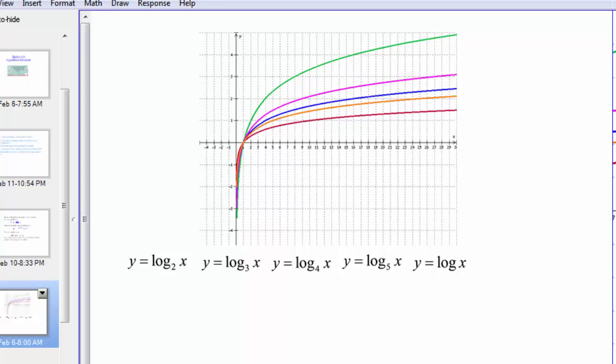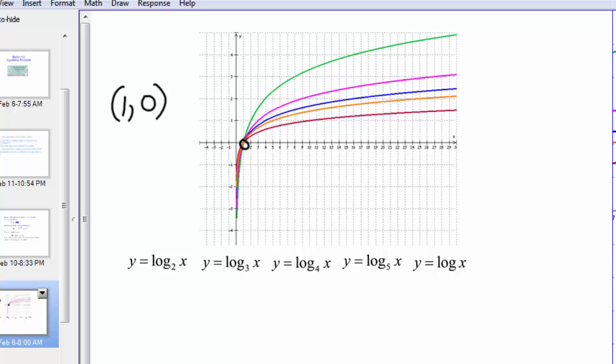First of all, let's notice that each of these graphs has certain characteristics in common. First of all, they're all increasing as long as x is greater than 0 and have no values for x less than or equal to 0. And finally, they all go through the same point here. They all go through 1, 0. Now let's look at how they differ.